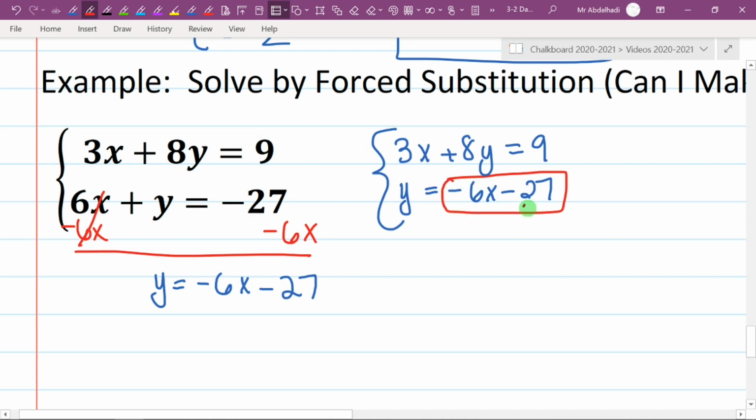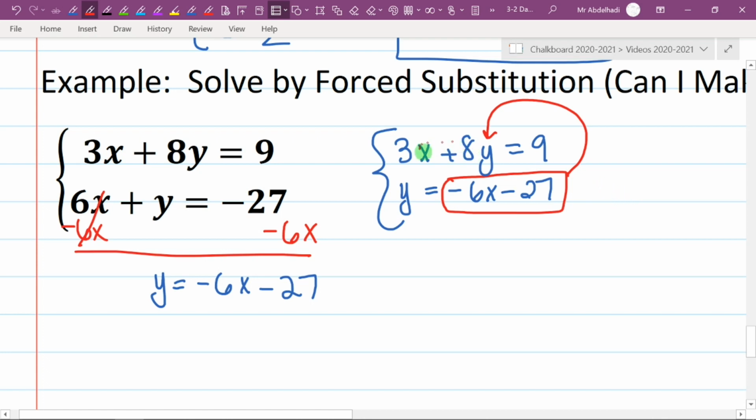And then once again, the argument with substitution is to say, well, this is the same coordinate plane, so if this y equals -6x minus 27, then so does this y. So you can take this expression here, this -6x minus 27, and plug it in for y up here, and that's going to get rid of all of your y's.